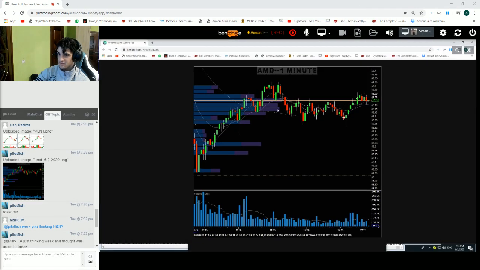Pilot fish, let's see what you traded. You traded AMD, you took it to the short side and you got stopped out. Now this is not a bad short, but I would personally get in a little bit earlier. Clear uptrend right there. Sort of a head and shoulders setup right here.